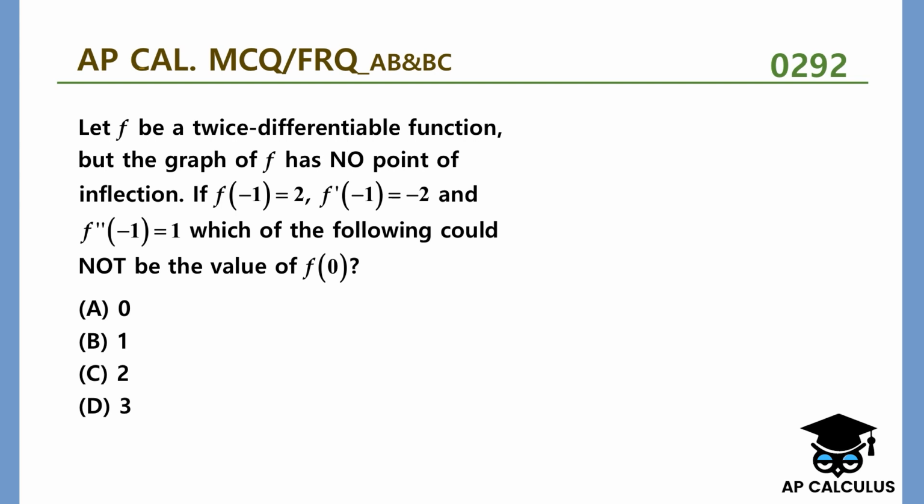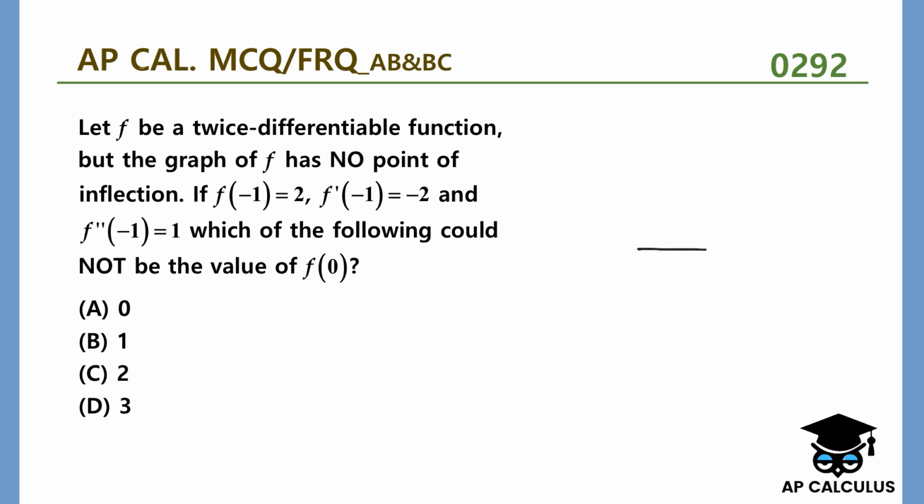Question 292. Let f be a twice differentiable function, but the graph of f has no point of inflection. If f of negative 1 is equal to f prime of negative 1 is equal to negative 2, and f double prime of negative 1 is equal to 1, which of the following could not be the value of f of 0? Using this information right here, let's draw the graph of f roughly.